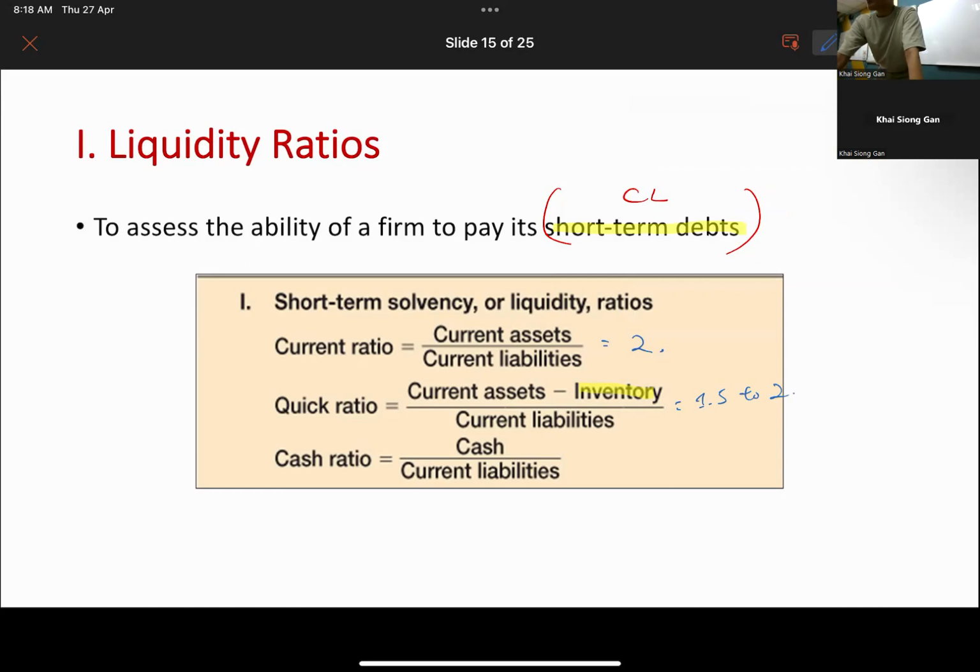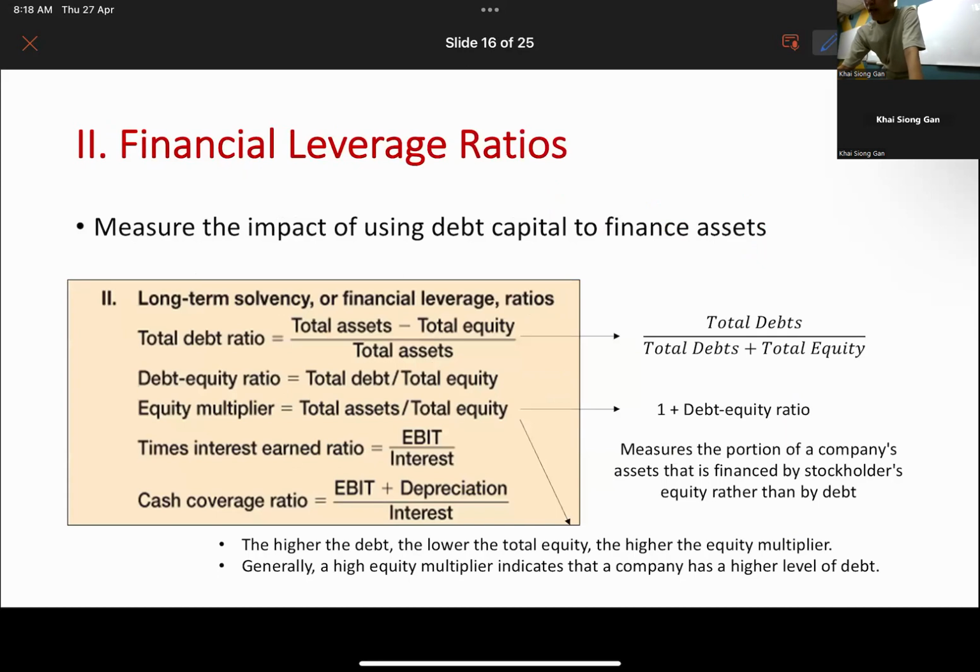So the first part here about liquidity ratio is quite direct, not too difficult. I feel that the liquidity ratio is the one that you're going to use for your assignments, especially the first two. Now, moving on to the second part, it's called financial leverage ratio.